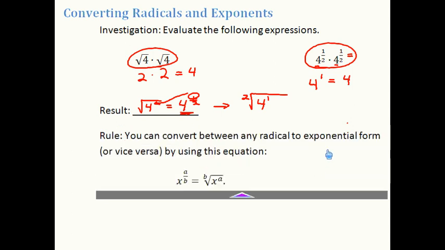So here's a way we can convert between radicals and exponents. If you have a number to an exponent that's a fraction a over b, we see that the b becomes the index and the a is the exponent.